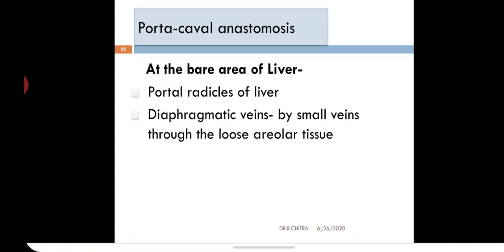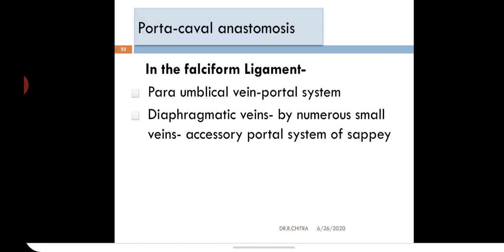At the bare area of the liver, this is the fifth site, portal radicals of the liver communicate with the diaphragmatic veins by a number of small veins which pass through the loose areolar tissue. In the falciform ligament, the paraumbilical vein, that is the portal vein, communicates with the diaphragmatic vein by numerous small veins that will be called the accessory portal system of Sappey. So this is the sixth site.